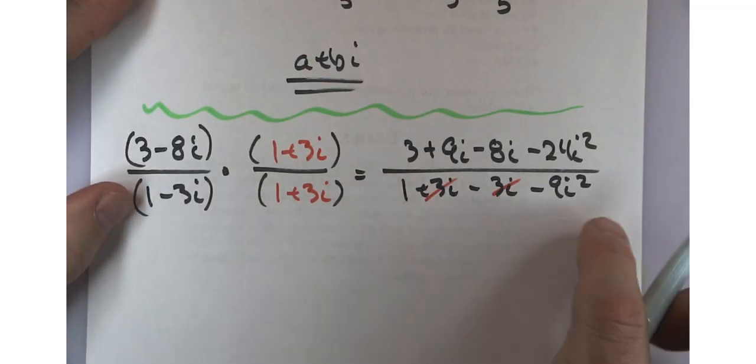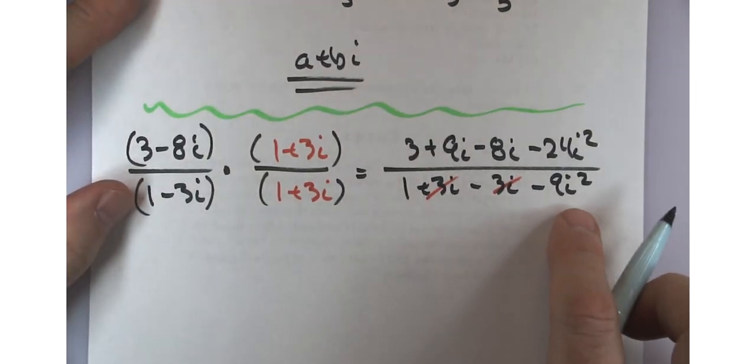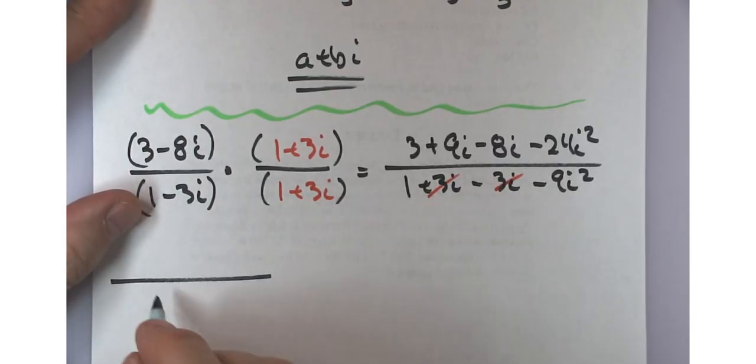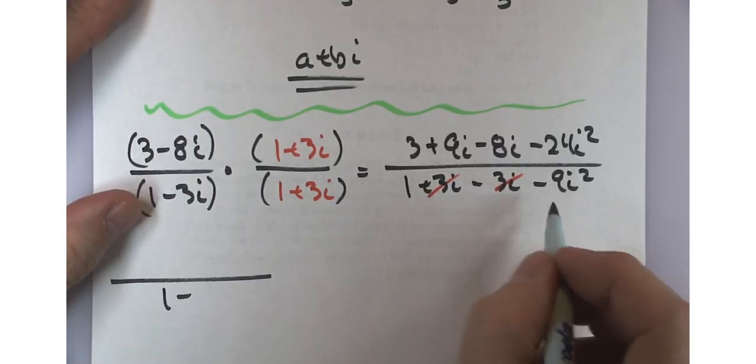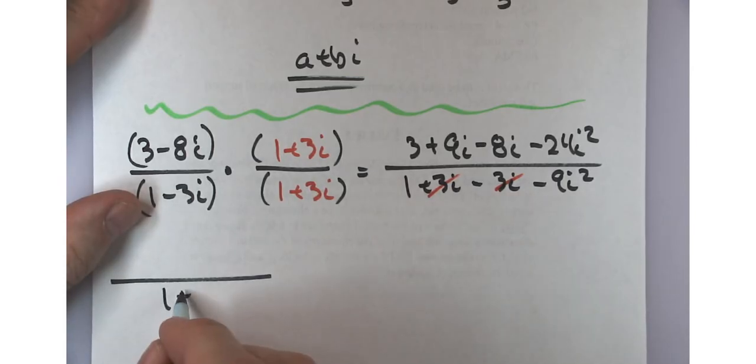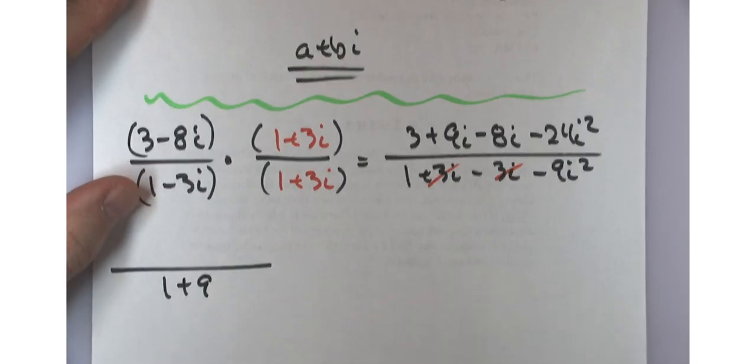What happens to the minus 9i squared term? Brandon? What's going to happen there? It's going to be negative 9 times negative 1. Which would give me what? 9. Yeah. So I end up with 1 plus 9 in the denominator.